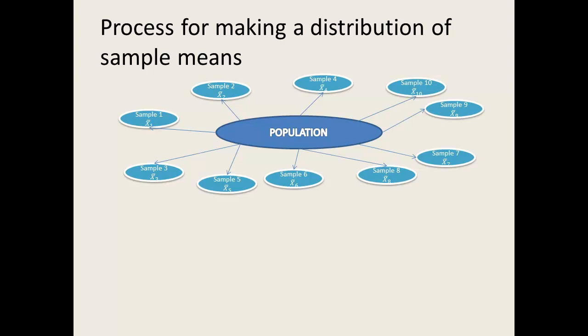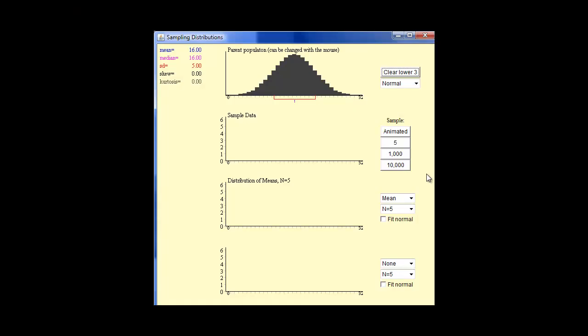Let's look at a nifty applet I found online. The simulation is set initially to sample 5 numbers from the population, compute the mean of those 5 numbers, and then plot that mean. I'm going to click the animated sample button, and you will see 5 numbers appear in the histogram. The mean of the 5 numbers is computed, and then that mean is plotted in a third histogram. If I do this several times, you can see the distribution of means beginning to form.